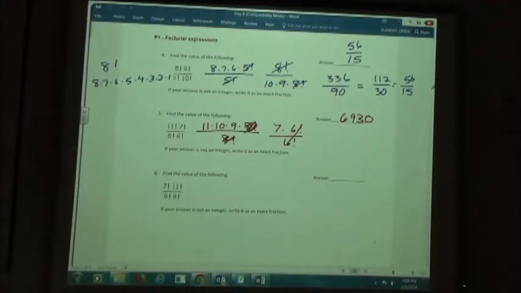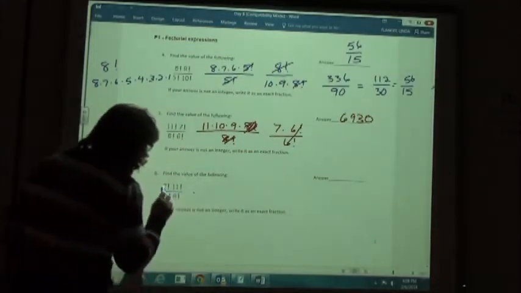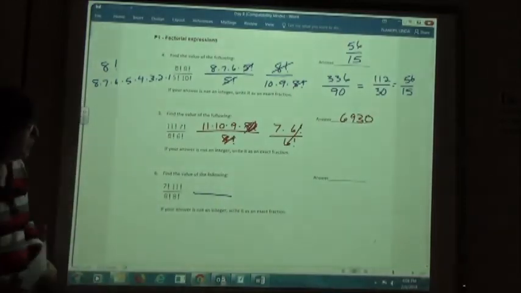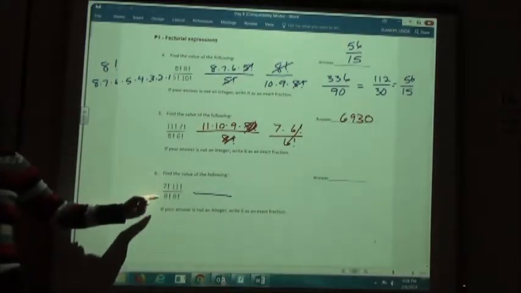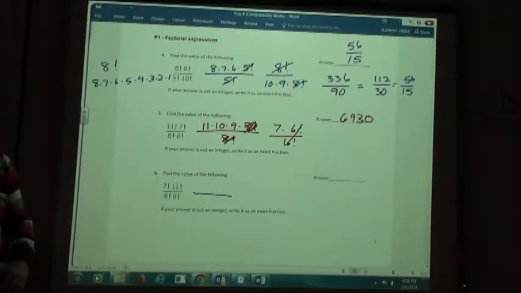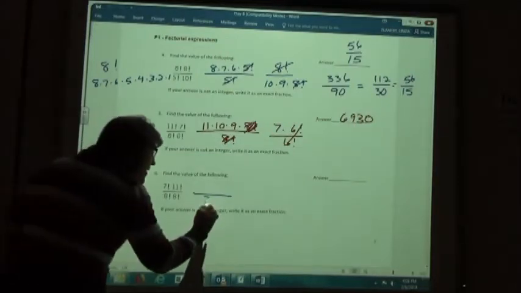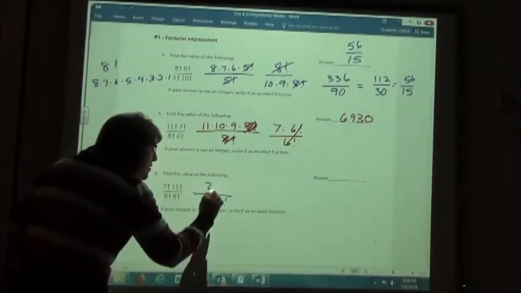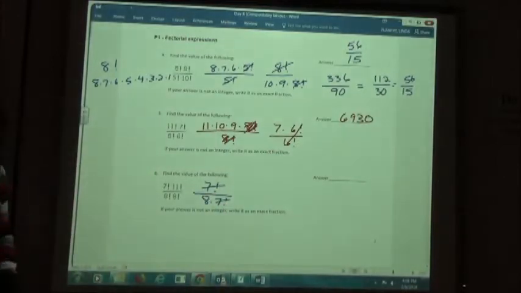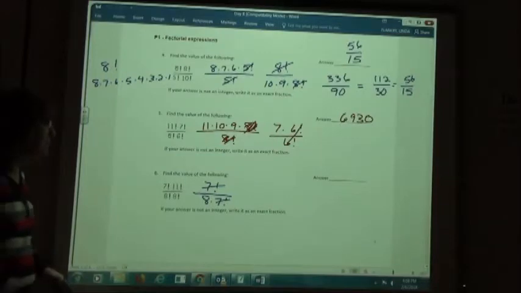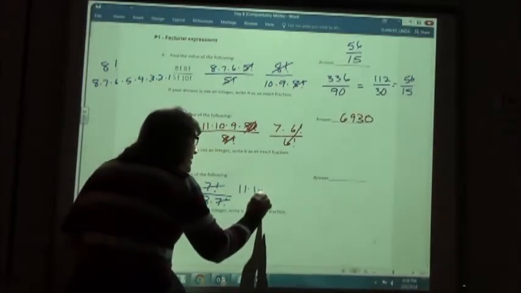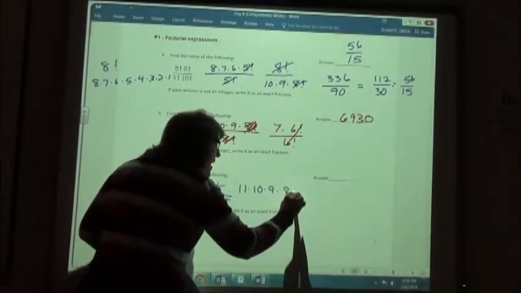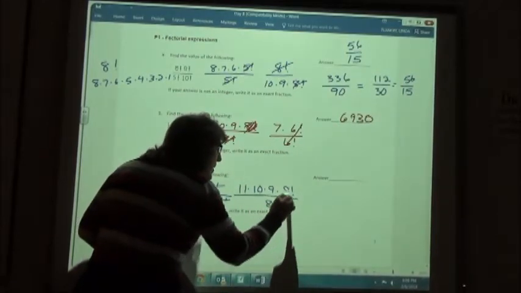So on number 6, notice here the 8 is the bigger one, right? So I'm going to make that 8 times 7 factorial, which is going to cancel out my 7 factorials. If I simplify that first part of that fraction, I'm just going to have the 8. If I have the 11 with the 8, I'm going to say 11 times 10 times 9 times that 8 factorial that I'm going to be able to cancel out.